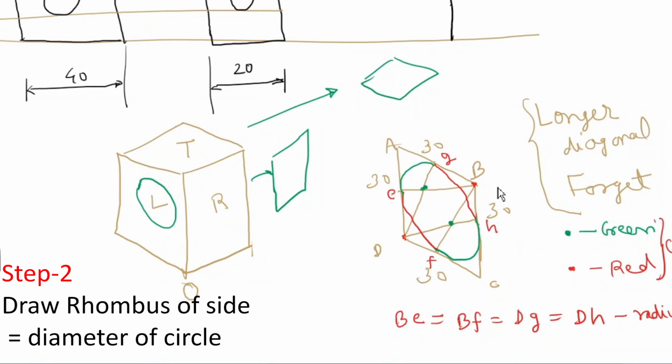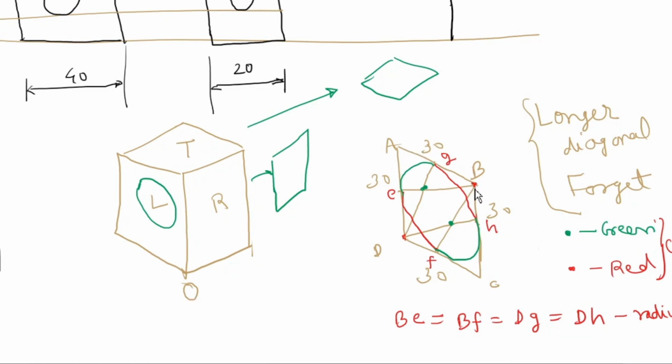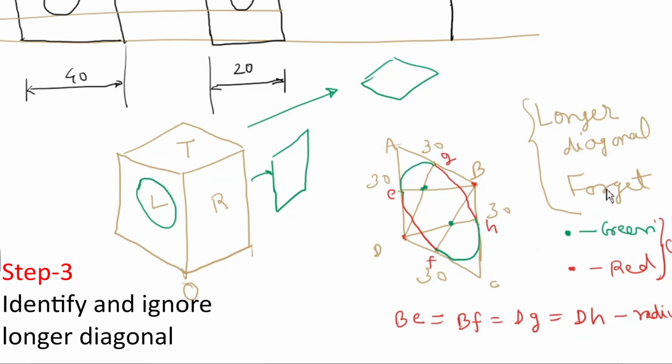This surface ABCD is parallel to this particular plane. Now after we draw this, we need to find the shorter diagonal. The longer diagonal, we don't want. We want the shorter diagonal. Sometimes students may remember that sir has told to use the longer diagonal, and they will do the entire thing with the longer diagonal, and they will end up with something different. So I have specifically written here, forget the longer diagonal. Just remember the shorter diagonal.